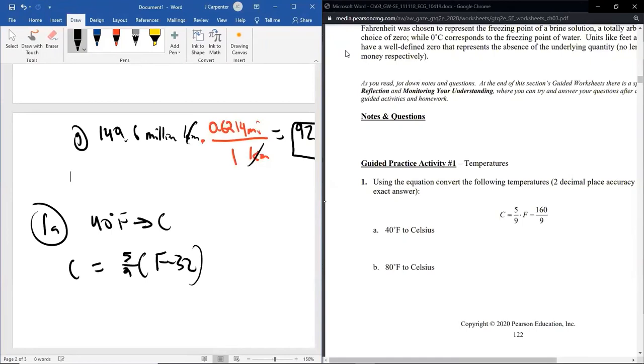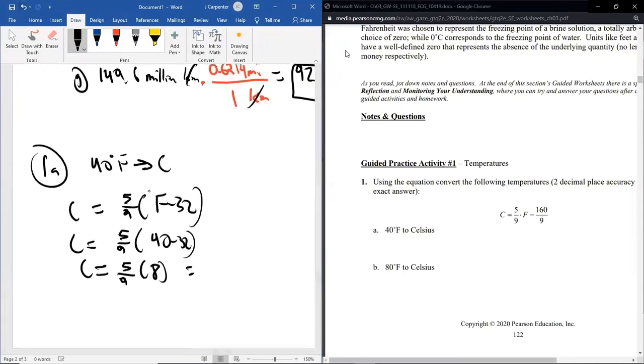How do you know where this 40 gets plugged in? Do you plug it in for C or do you plug it in for F? Well, it says F, so plug it in for F. It's as easy as that. So we get C equals 5/9 times 40 minus 32, which is C equals 5/9 times 8.